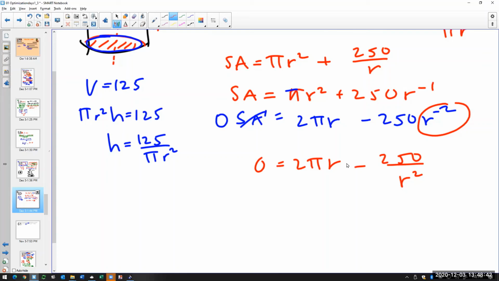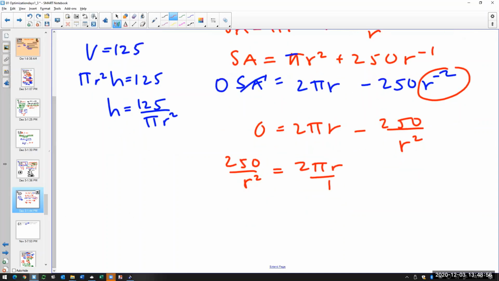I've got 2 fractions on the right, 1 fraction on the left. Guess what I can do? I can get 1 fraction on the left, 1 fraction on the right, at least I can force it to a fraction, and an equal sign in the middle. And the cool thing about that is that I can cross multiply. Once you cross multiply, you can solve for r.